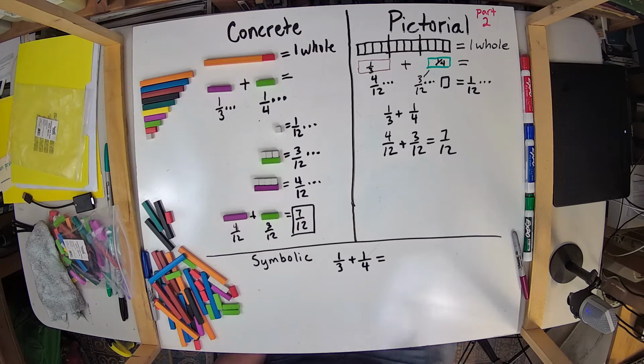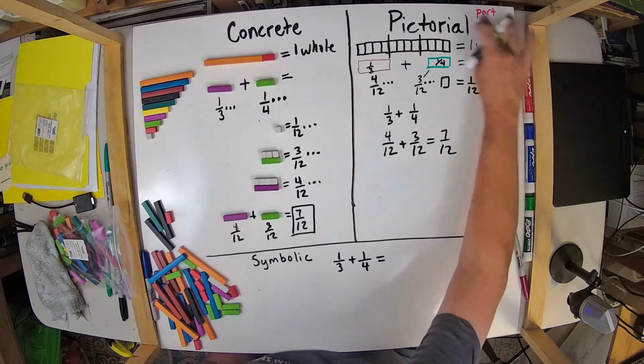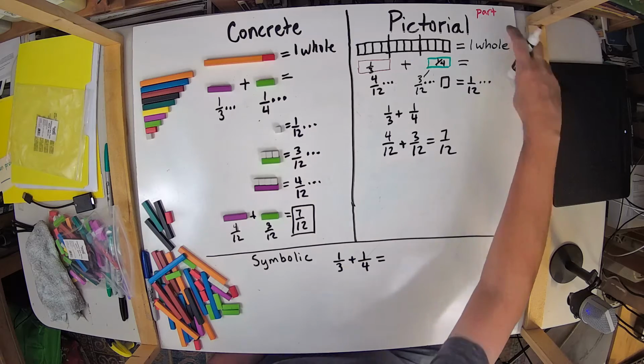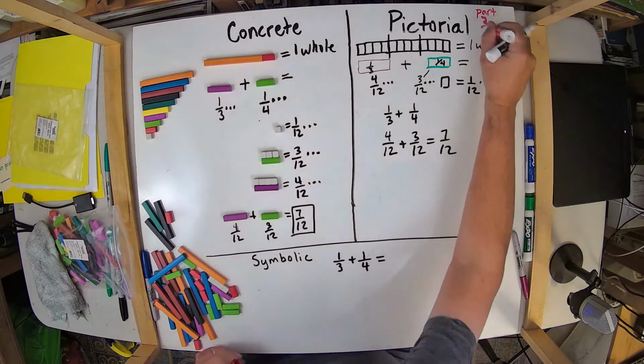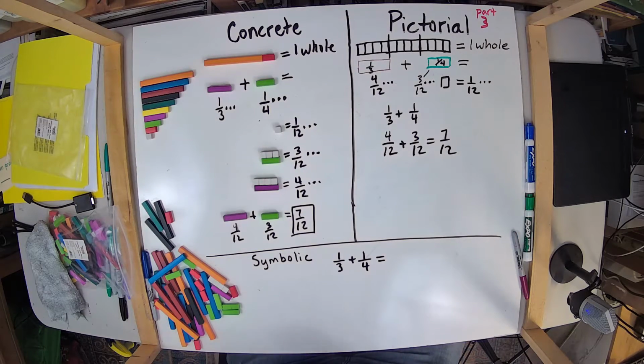Okay, so the final part, this is actually part 3. The final part of this now is to add the symbolic representation. I'm going to add the symbolic representation by saying, all right, really the question is 1/3 plus 1/4. Now, this is highly abstract.